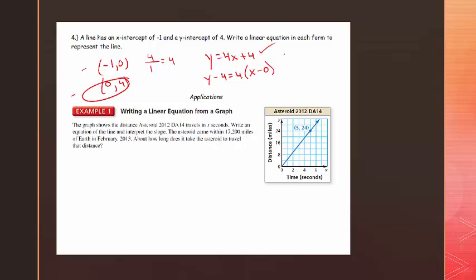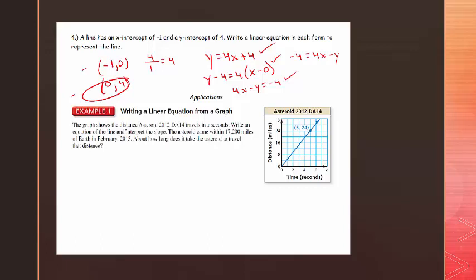So we have our slope-intercept, point slope, and then if we want standard form, I'm going to take my slope-intercept form, and I'm going to be a little bit lazy. I'm going to subtract y to get it onto the right side, and I'm also going to subtract the 4 to get it onto the left side, and then I'll just rewrite that as 4x minus y equals negative 4.